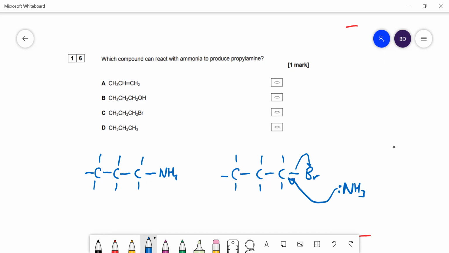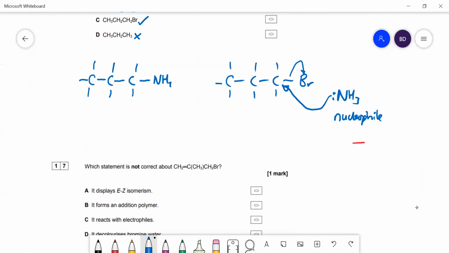Right. That doesn't react with ammonia. It's an alkene. Ammonia is a nucleophile, so it's not going to react with alkenes because they react with electrophiles usually. The alcohol, it won't react with the alcohol. Okay. It will react with this one. And of course, it won't react with an alkane. So C is the answer there.